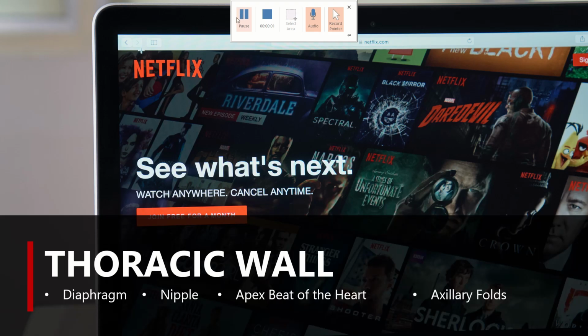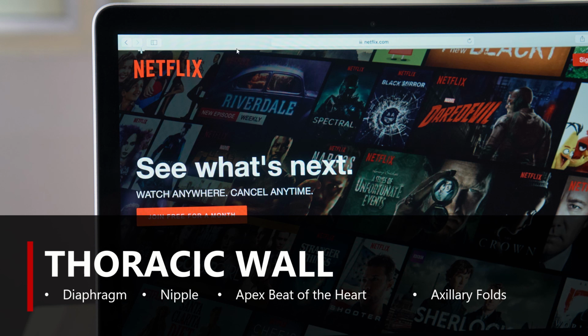Okay, so this is my last topic, the thoracic wall. It has four contents: diaphragm, nipple, apex beat of the heart, and axillary folds. So what is the thoracic wall? The thoracic wall consists of a bony framework that is held together by 12 thoracic vertebrae posteriorly, which give rise to ribs that encircle the lateral and anterior thoracic cavity.